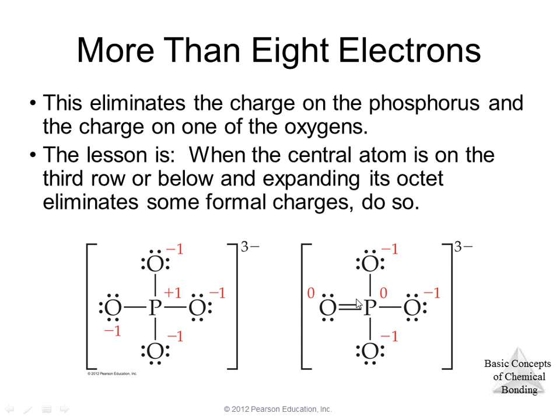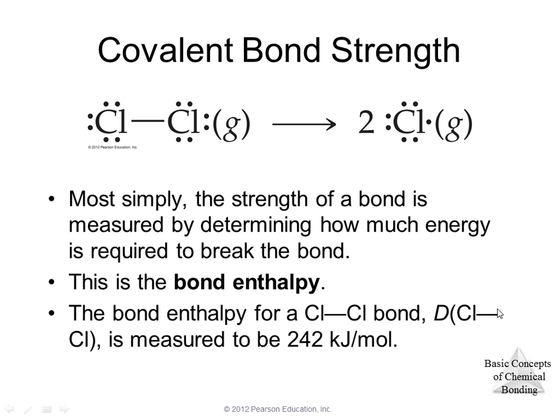Notice this structure here on the right is better because phosphorus loses a formal charge, goes to 0, and the oxygens are -1, which is good because it puts the negative charge on the most electronegative element in the structure.